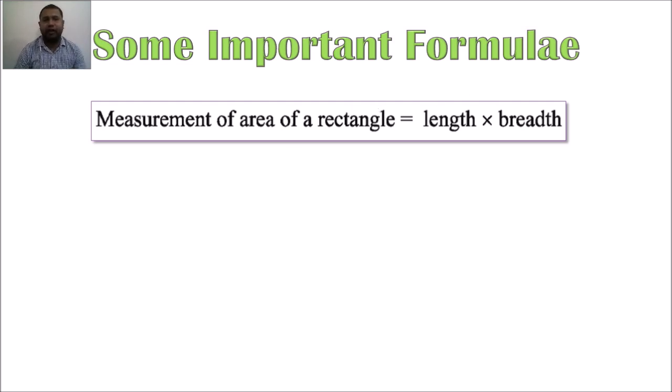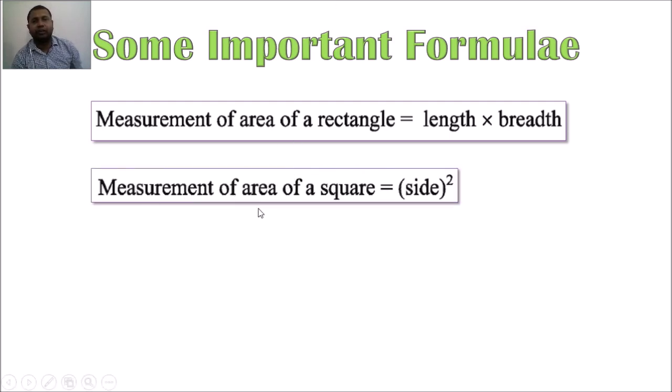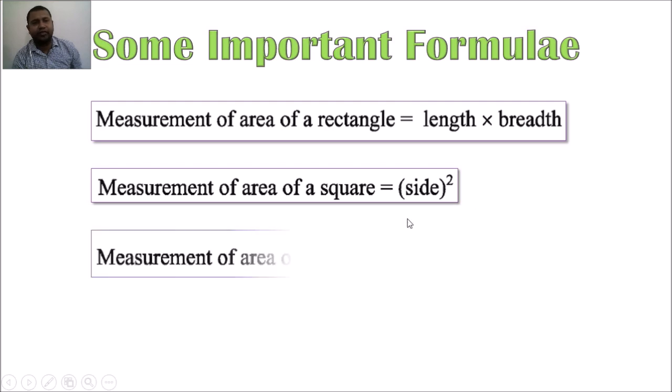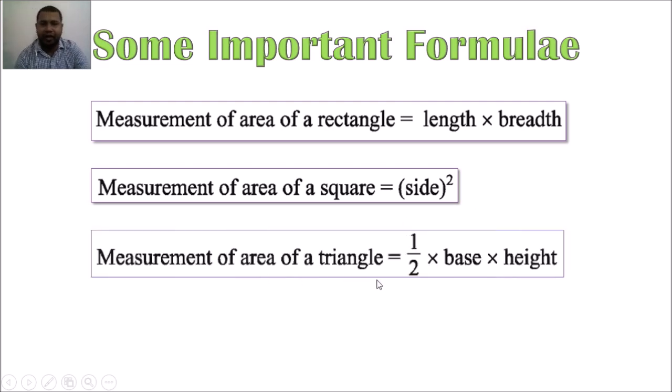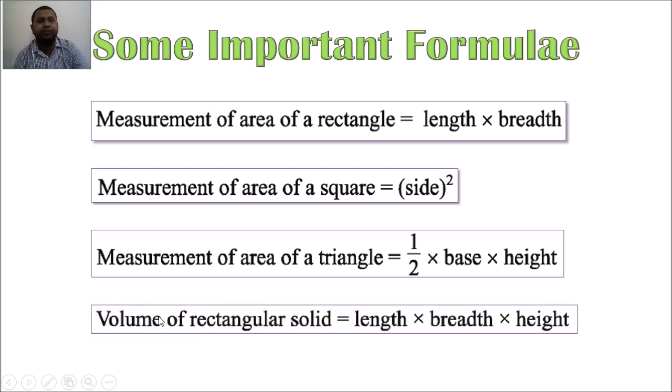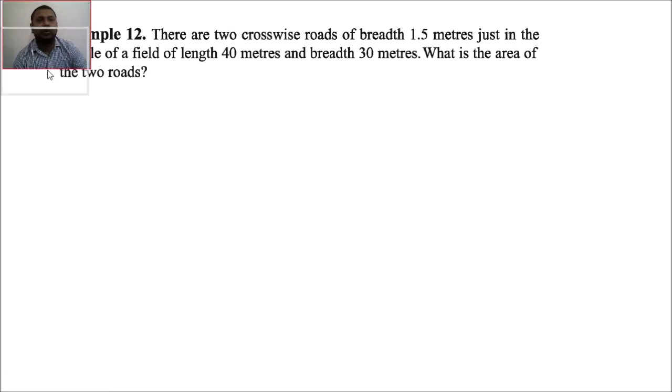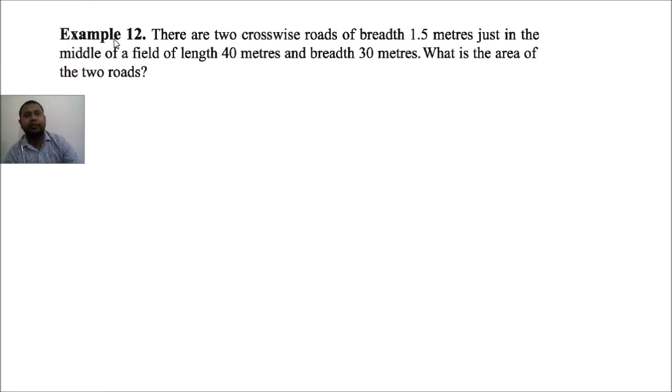Measurement of area of a rectangle equals length into breadth. I think you all know about this formula. Measurement of area of a square equals side square. Measurement of area of a triangle equals half into base into height. Volume of a rectangular solid equals length into breadth into height. These are very important formulas, and a few of them we are going to use in solving a few maths in today's video class.